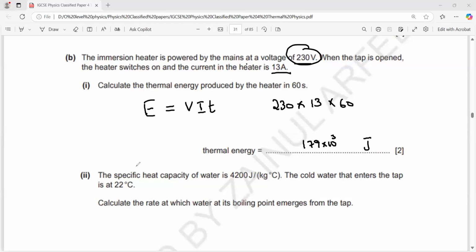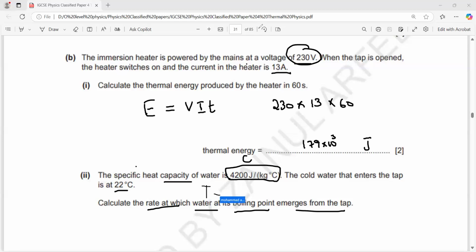Now the question: the specific heat capacity of water is 4200. This is the specific heat capacity, C. The cold water enters the tap at 22. Calculate the rate at which water at its boiling point emerges from the tap. Like how much water is coming out from the tap every second. That is what we need, or the mass of water which will flow out every second.